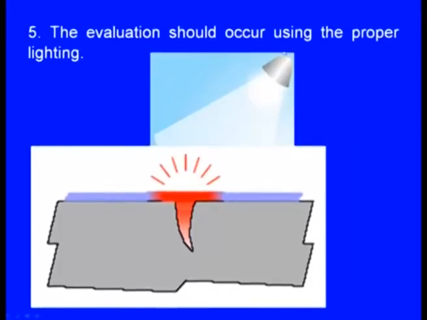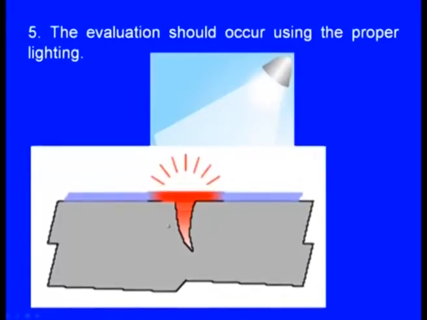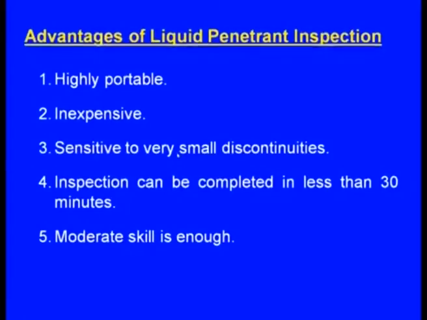The evaluation should occur using proper lighting. Now, lighting is applied. Once this developer falls on this penetrant, it will be illuminating, you see, under the light. Until now it is invisible, this penetrant has gone inside the crack, but it is not visible. Once we put this developer, it is visible outside. So, that is the principle of the liquid penetrant inspection.